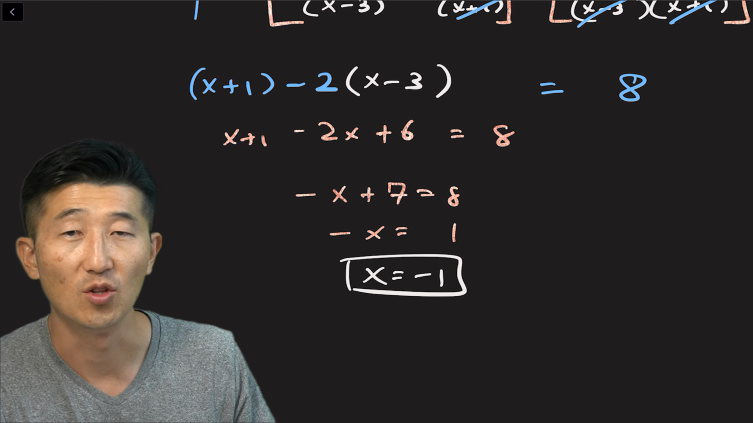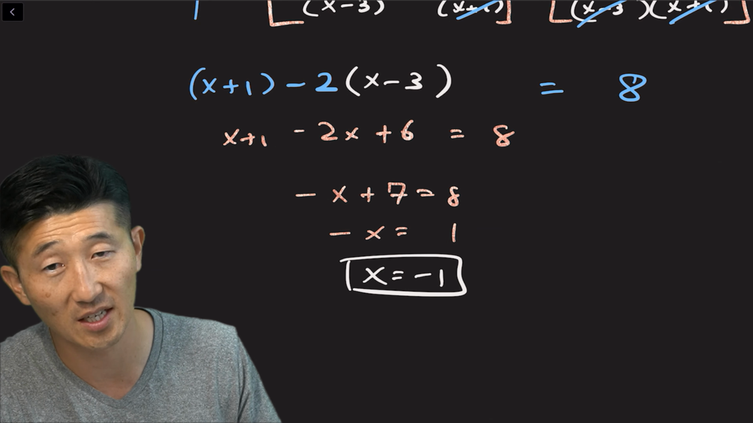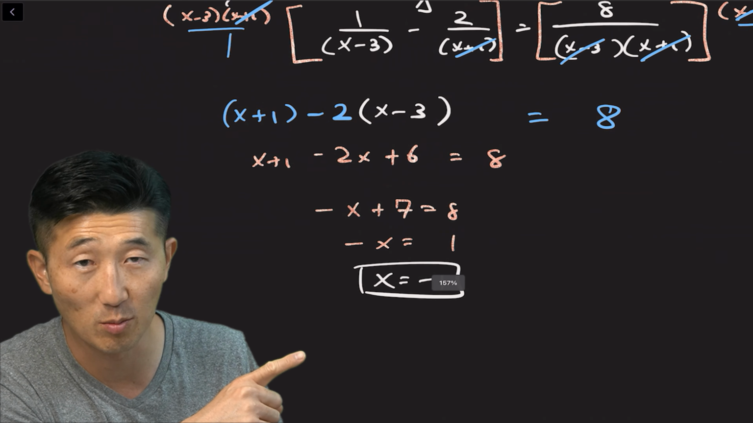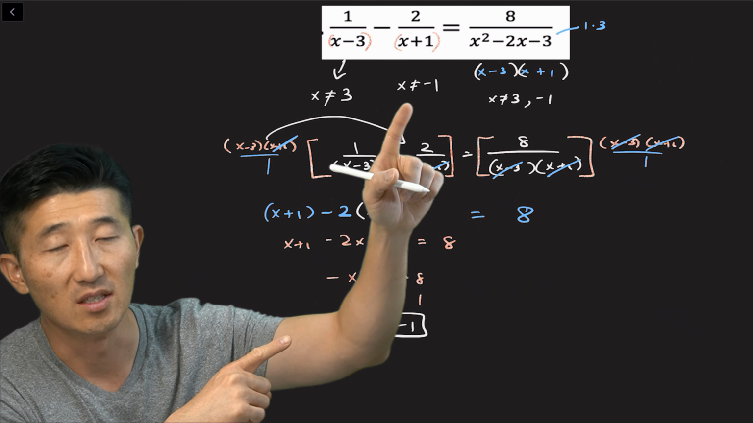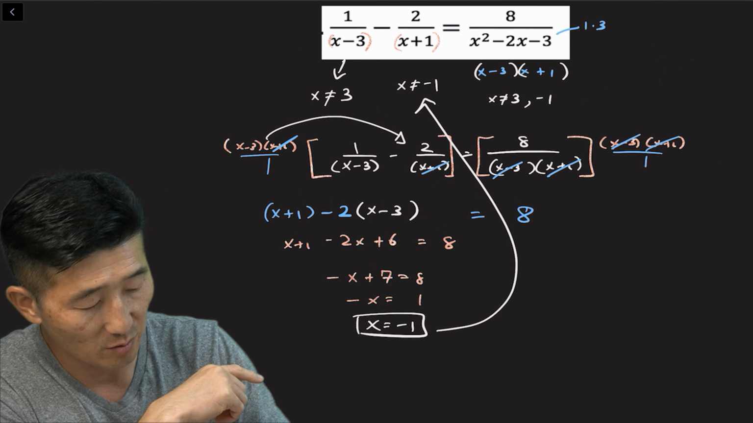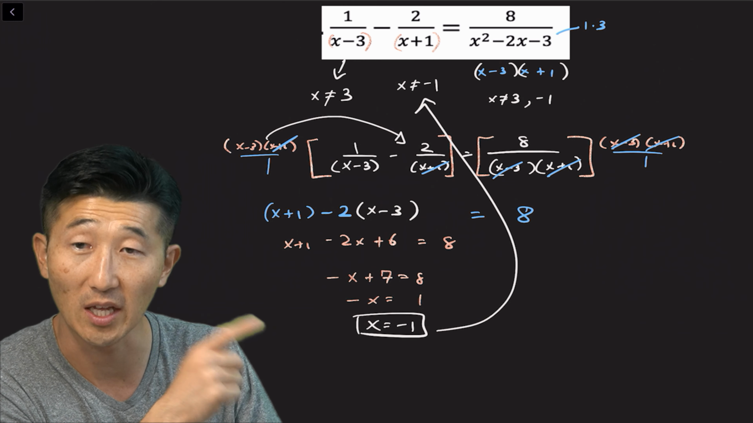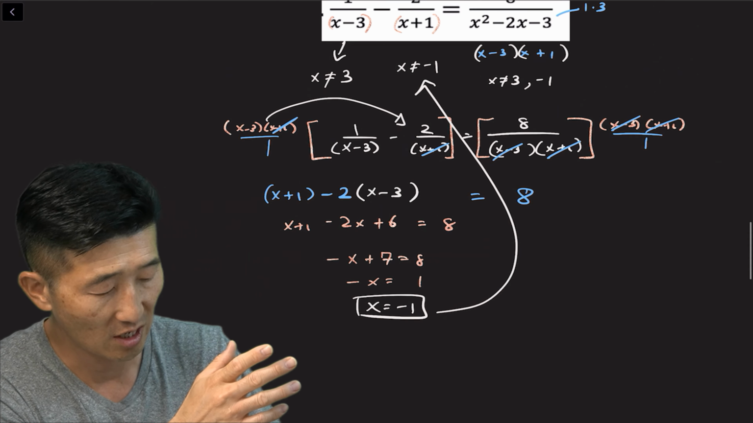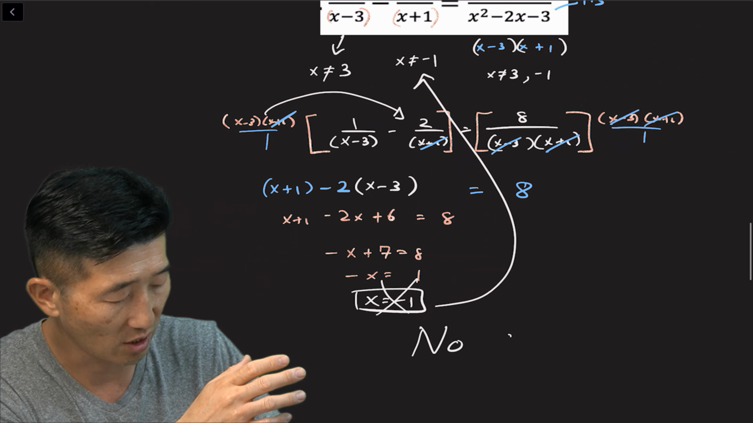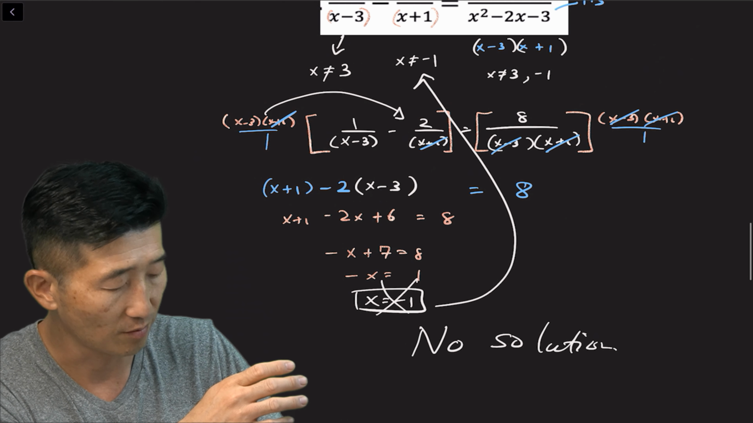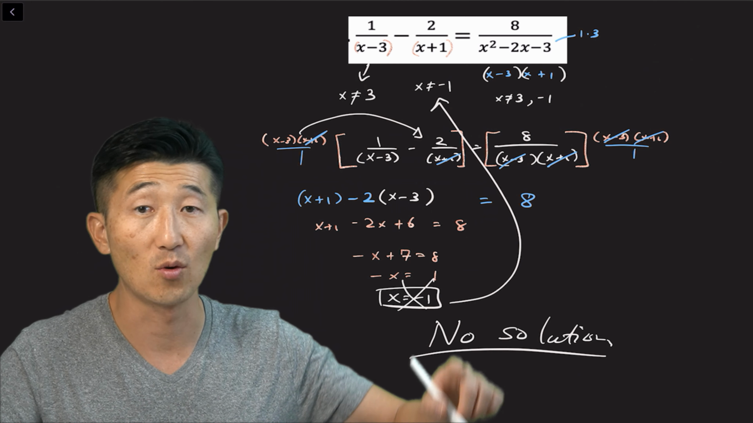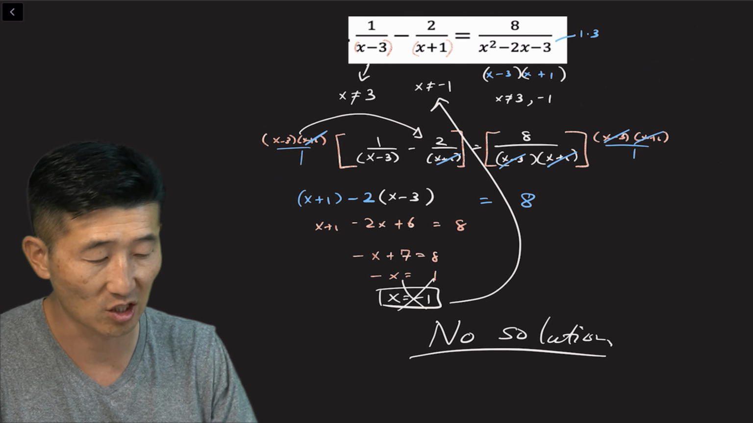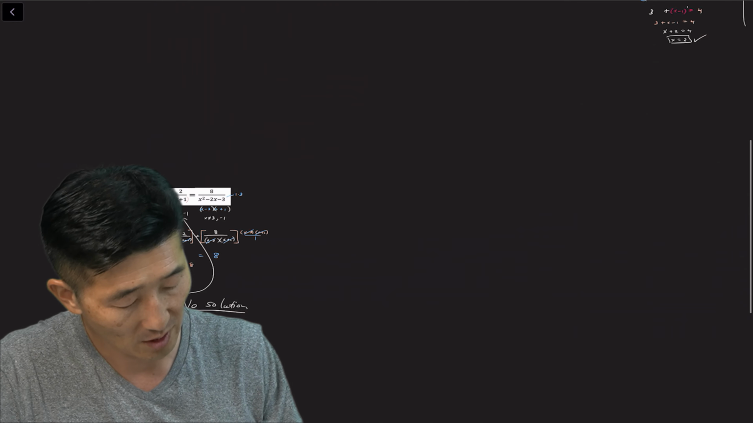Are we done? No, because we have to check if negative 1 is allowable. What's our excluded value? Dun, dun, dun. There is an excluded value right here, meaning we do not want negative 1. We end up getting negative 1. So what's our answer? No solution. Okay? That's when you say no solution. So if you get an answer and one of them happens to be an answer that's excluded, you say no solution.